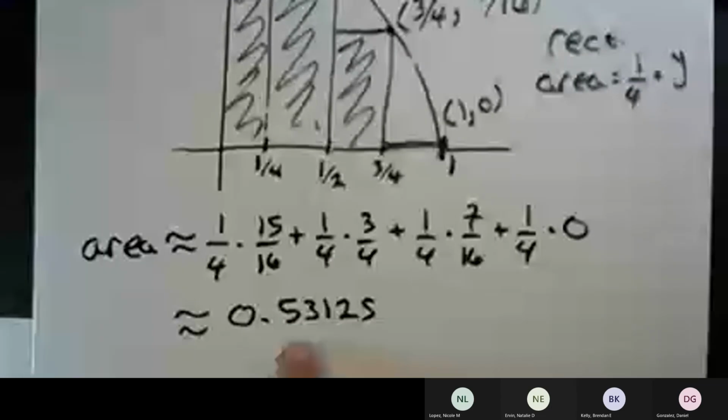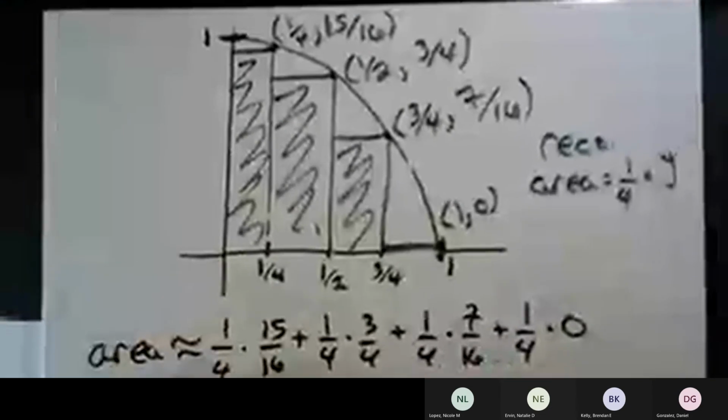Now, the actual area here is 2/3, or 0.6 repeating, or 0.667. So this is off. It's not a great approximation. But let's try a different type of sum. So any questions? And again, if I'm going too fast, let me know. All right.